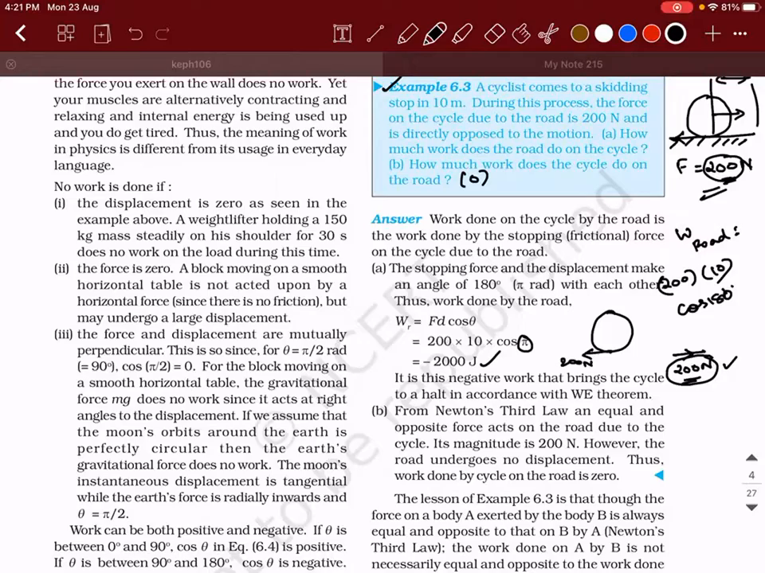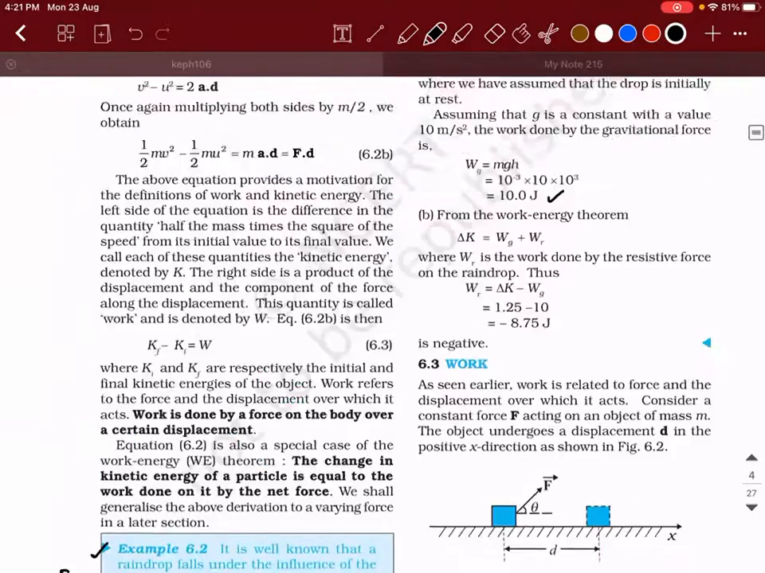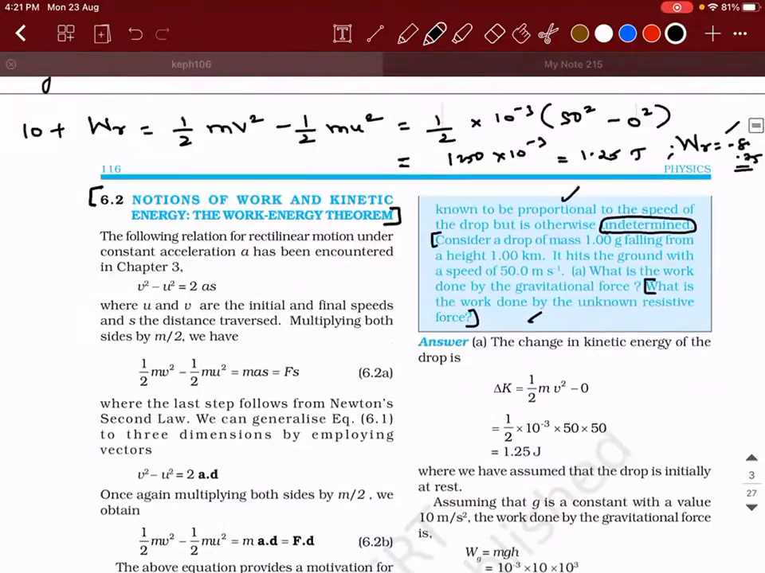Sir, in the last problem, the raindrop problem, it hits the ground. Hits the ground means it's final only, no? See, it depends on which journey you're taking as initial and final. If the object hitting the ground is final, then the object being dropped from a certain height is initial. Generally, whenever the word falling comes, the initial velocity is taken to be 0, and it is hitting the ground with a velocity of 50 meters per second. Now you tell me which is initial and which is final. Initial is 0, sir. I hope you understood, right? Yes, sir.